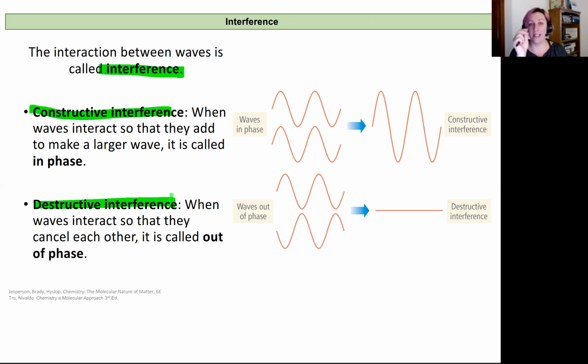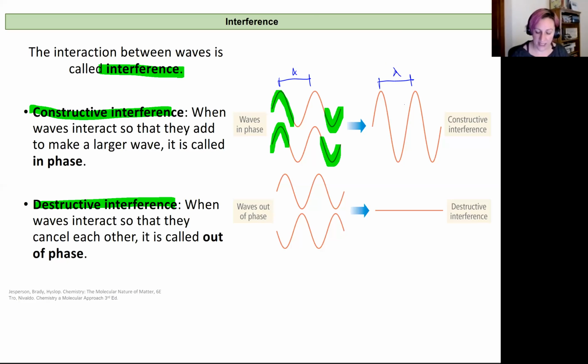Constructive interference is when waves interact so they add together into a much larger amplitude wave. So we call them in phase. It's like adding up two waves that are perfectly lined up, so their peaks are at the same place and their minimums are at the same place. And when we do that, the wavelength doesn't change. So that's still the same.